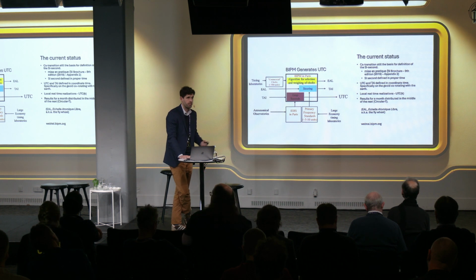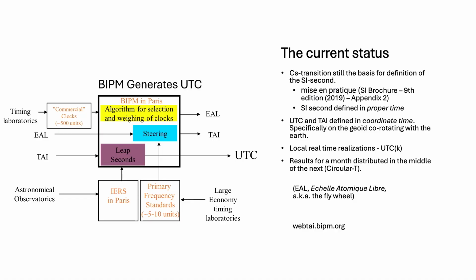So the current status is that the cesium transition is still the basis for the definition of the second. It has really served us well. It's 60 years old, almost. The UTC and the TAI is defined in what we call coordinate time. And this is a very fine distinction between the second and the UTC. So the second is the basis for the coordinated timescales.